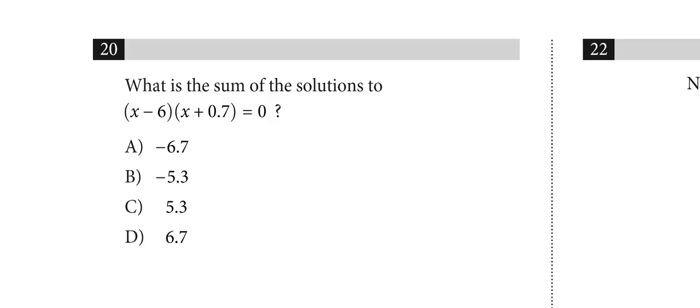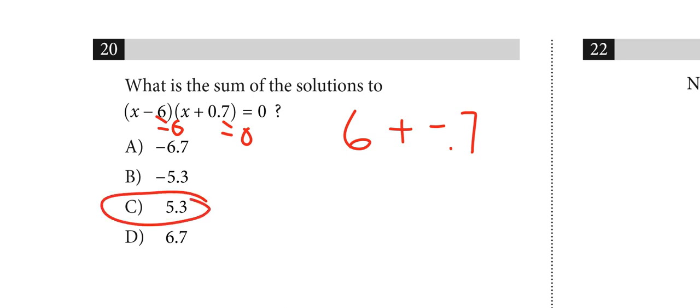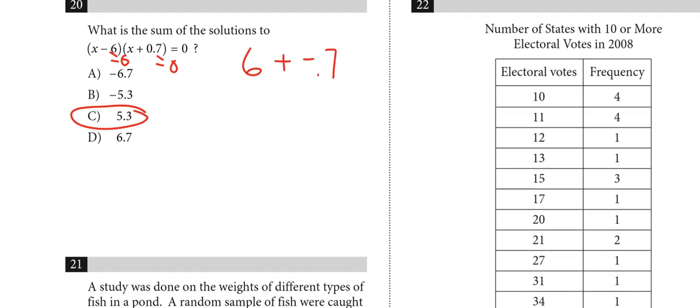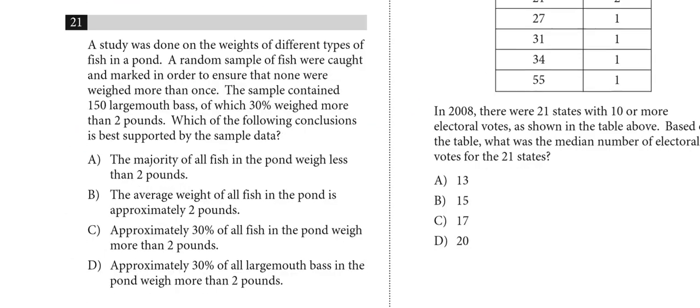This is some of the solutions to this. Well, the solutions are 6 and negative 0.7 if you set each of these equal to 0 and solve. So the sum would have to be 5.3. Well, that's a heck of a lot easier than the architecture question.